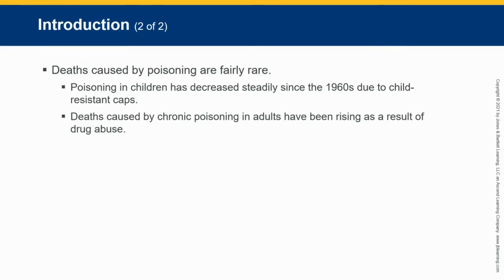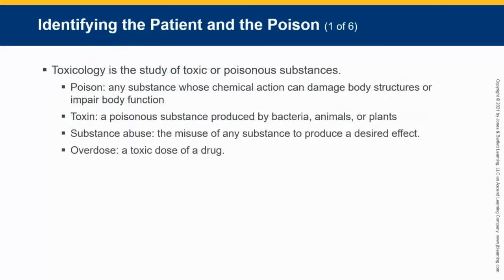Poisonings in children have decreased steadily since the 60s because of child-resistant caps on medications. It's harder to get into grandma or mom or dad's pills, even though they may look like candy. Whereas death by chronic poisoning in adults has actually increased because of increased drug abuse, from opiates to, well, I know there's an opiate epidemic going on, lots of different street drugs and things that are used off label. So we'll talk about some definitions.